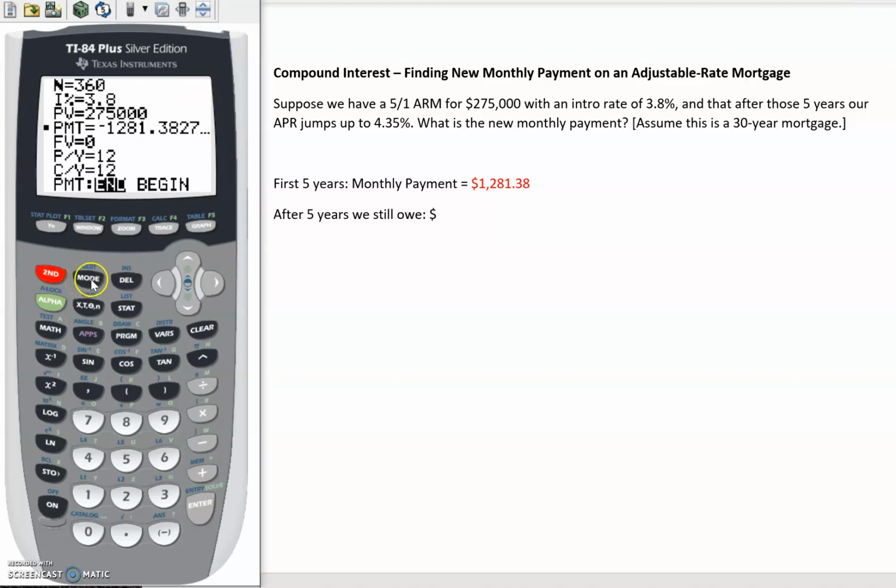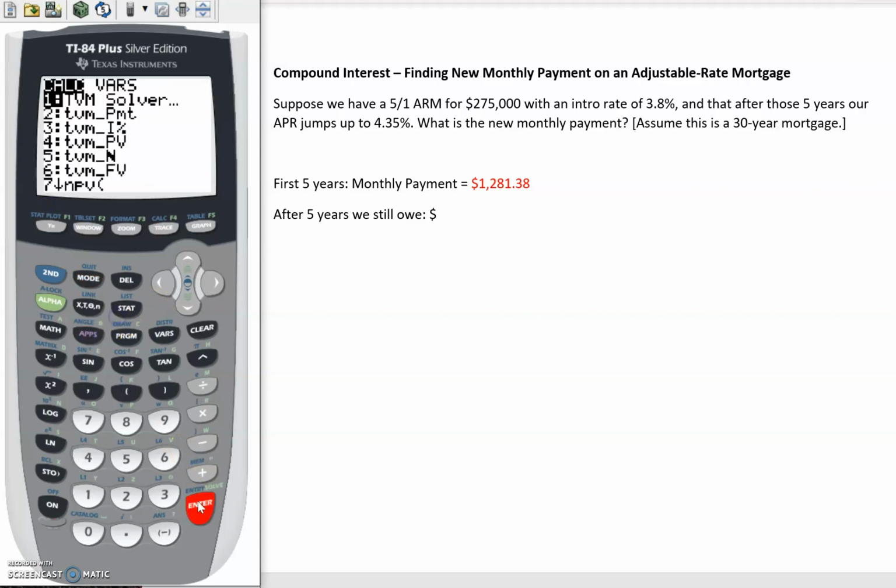So let's hit second and then mode, because that's just going to put us back to the main screen. And we'll say, okay, well, it would be really nice if there was a balance function to tell me what's my balance after some period of time. The good news is, if we go to apps and we click on finance, instead of going into the TVM solver, let's scroll down. We don't have to go too far down here, but a little bit farther, we see BAL. That stands for balance. So this is going to tell us, hey, what's our balance after some number of payments? Well, 5 years into this loan, we've made 5 times 12. We've made 60 payments.